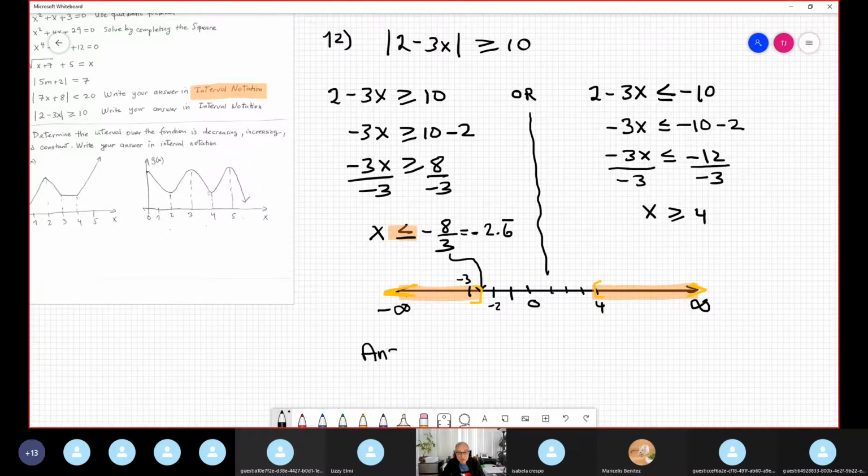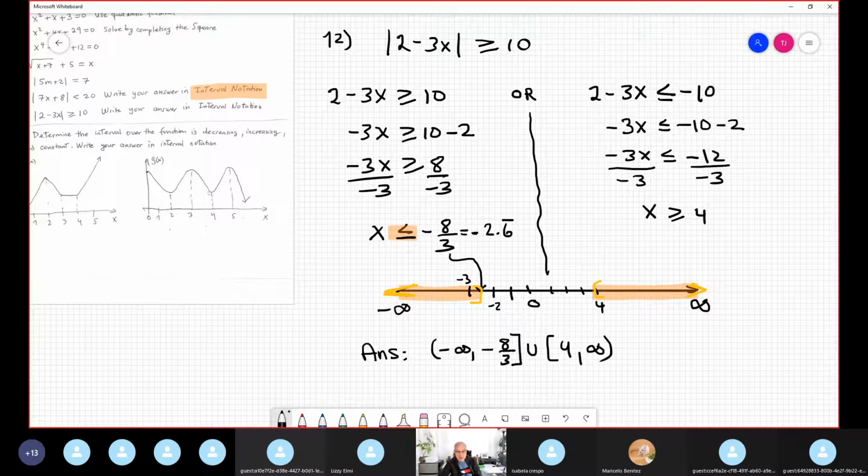My final answer is from negative infinity, comma, negative 8 over 3, with a bracket. You put it in fraction or decimal, either way. Union, bracket 4, comma, infinity. End of story. I finish. Any question? No? Is it super clear or super confusing? Super clear. Okay.